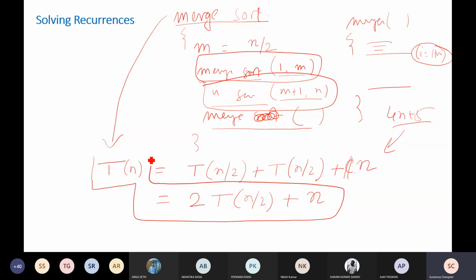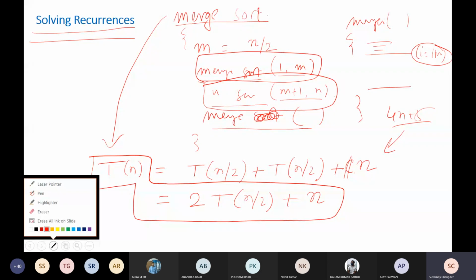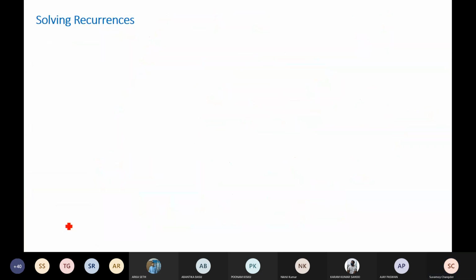Now the question is how to solve the problem. That is the term solving recurrences. To solve the recurrences, we have three different kinds of methods. One is known as the substitution method. So today we have some time.